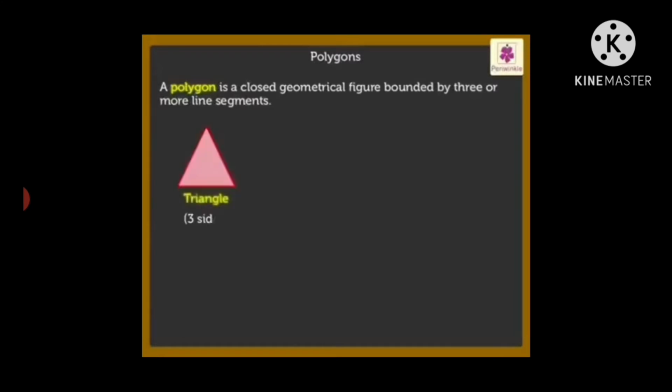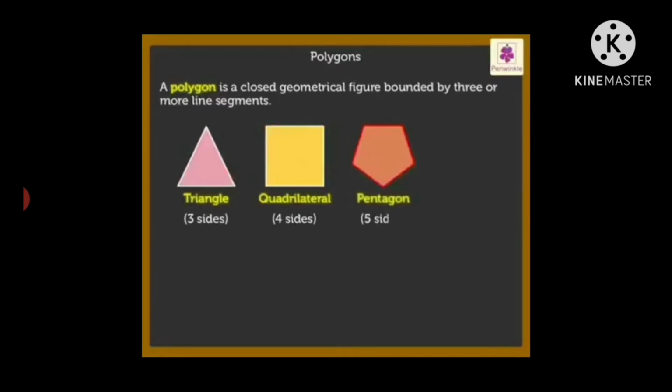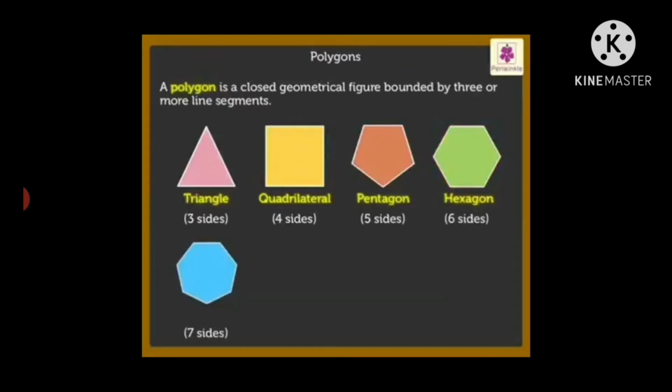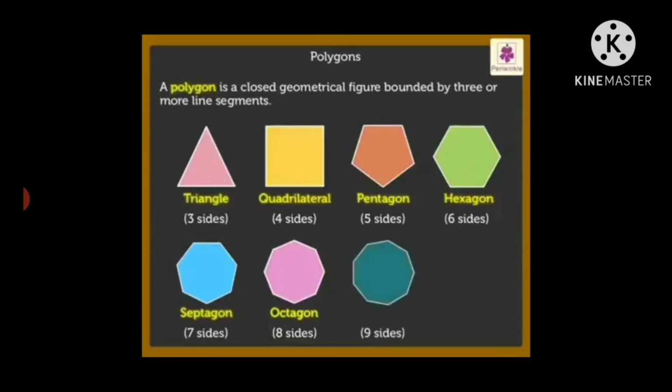A triangle is a 3-sided polygon. A quadrilateral is a 4-sided polygon. A pentagon has 5 sides. A hexagon has 6 sides. A 7-sided polygon is called a septagon. An 8-sided polygon is called an octagon. A 9-sided polygon is called a nonagon. And a 10-sided polygon is called a decagon.